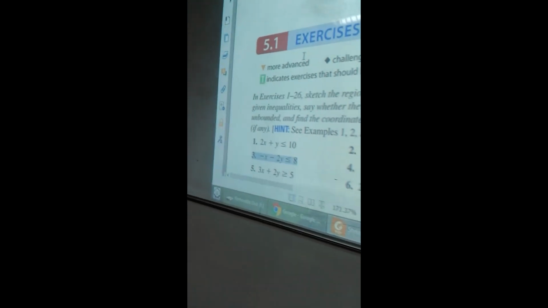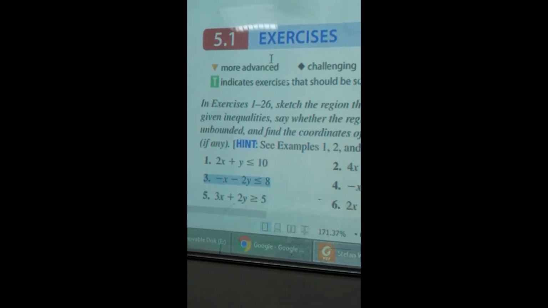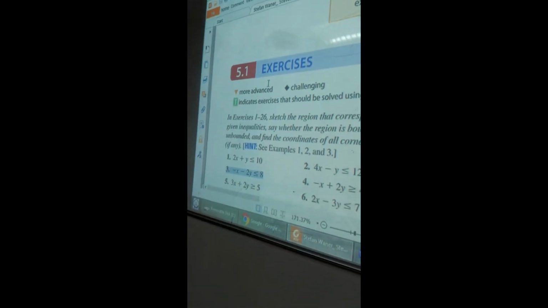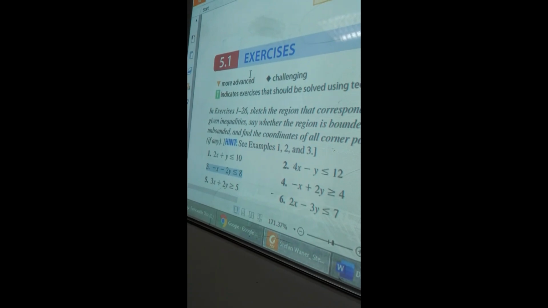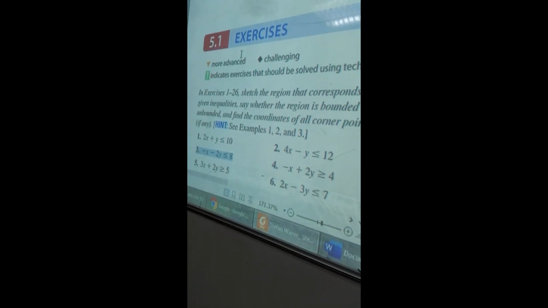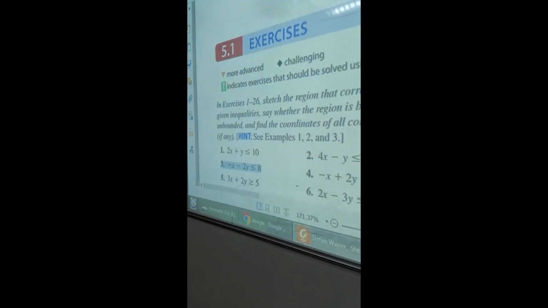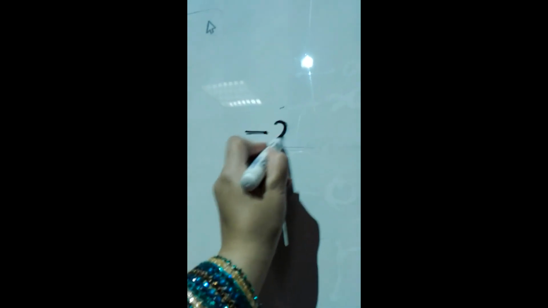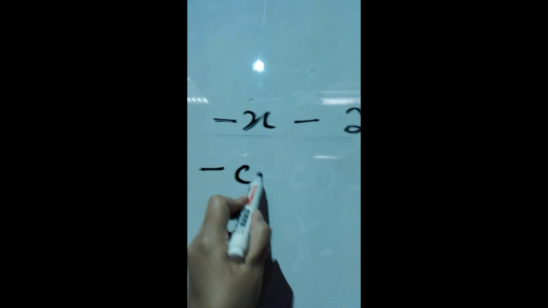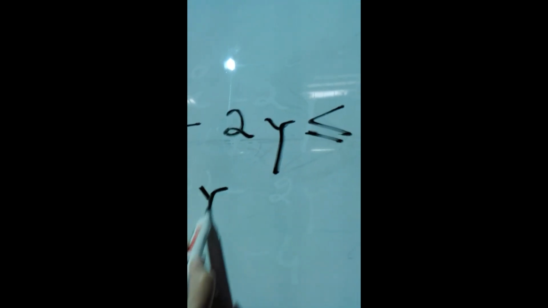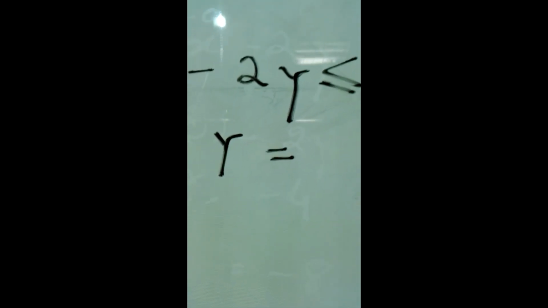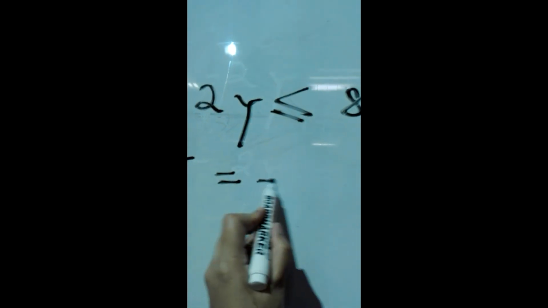Okay, class, let's begin with the questions now. This is exercise 5.1. You can see this is question 3. I have to write it down because somehow it's not able to copy to the Word. This is minus x minus 2y less than or equal to 8. So I'm just going to copy it. Minus x minus 2y is less than or equal to 8. We first of all keep x as 0, and then we can find the value of y. In this case we are changing the inequality into an equality in order to find the value of y, which is minus 4, because the negative sign is going to go over to the other side.